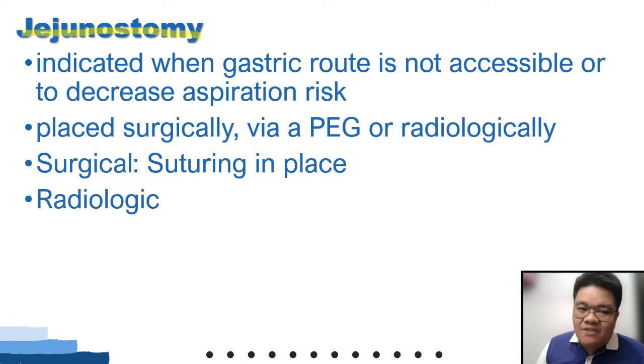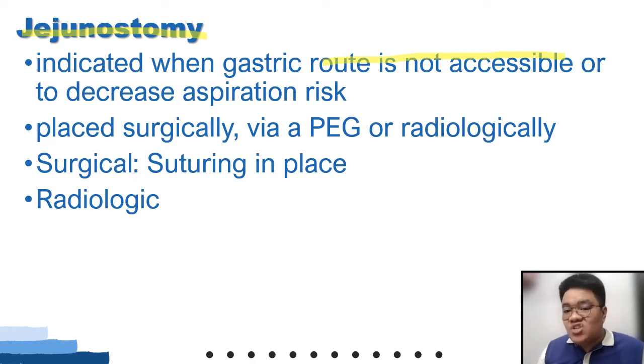Now, jejunostomy. Jejunostomy is indicated if your gastric route is not accessible. Meaning the stomach could be damaged. Or also to decrease the risk for aspiration. Because between the two, gastrostomy and jejunostomy, which would have a higher risk for aspiration? Is it your jejunostomy or is it your gastrostomy? Class, it is your gastrostomy that would have a higher risk for aspiration.